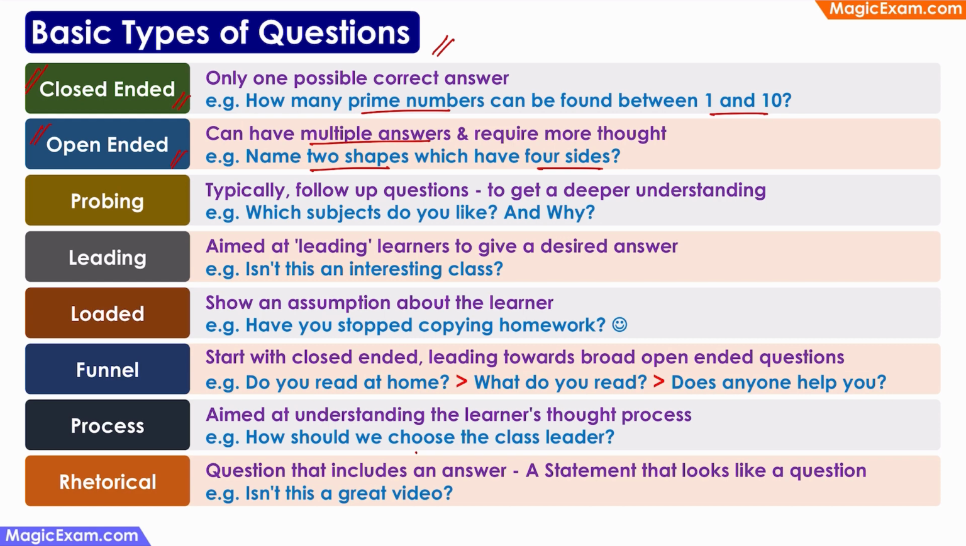So all of these are correct answers. So an open-ended question can have multiple correct answers. Then there are probing questions. Probing questions are essentially a series of questions or follow-up questions where you're trying to get a deeper understanding about a specific aspect. For example, if I ask you which subjects do you like, and then once you give me the answer, I will ask you why. So I'm trying to get a deeper understanding about why you like some specific subjects.